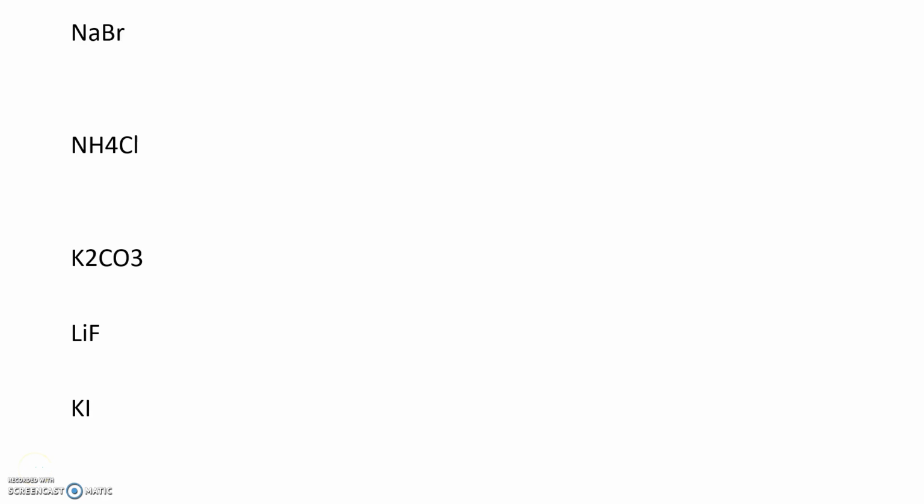All right, so the question that you had asked me about was looking at different salts and determining whether the salt is acidic, neutral, or basic. And the key to this problem is to view it as a double displacement reaction with water. So every single one of these is going to react with water.